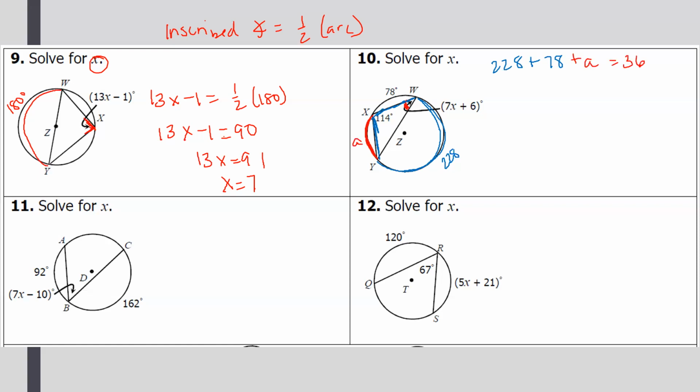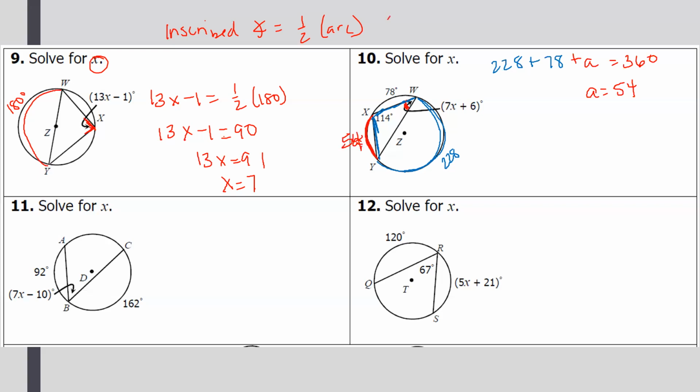And we know that all of the arcs in a circle have to add up to 360. So now I can figure out the measure of the missing arc. I'm just going to do 360 minus 228 minus 78. We get 54. So now I know that this arc measure is 54 degrees.